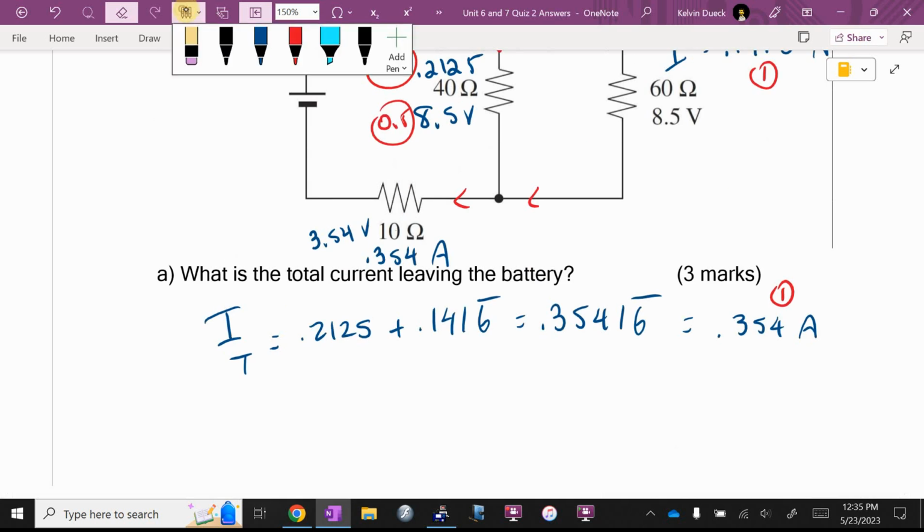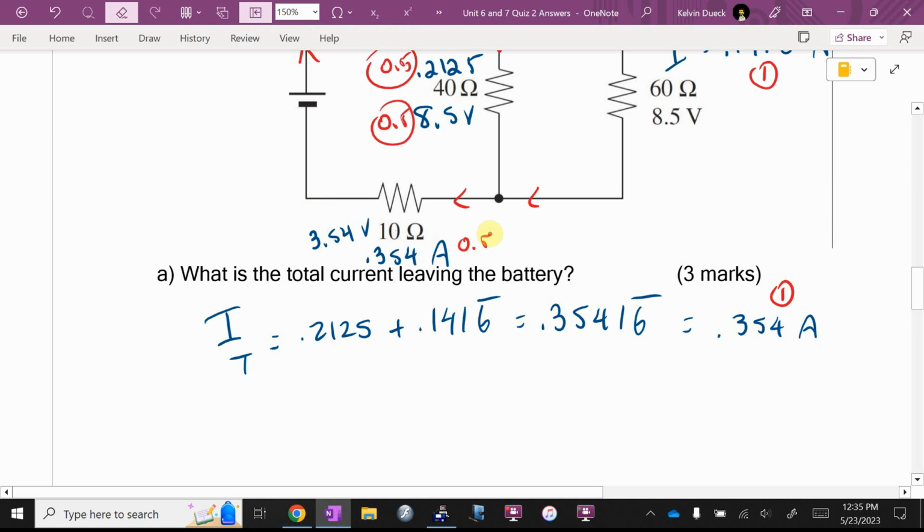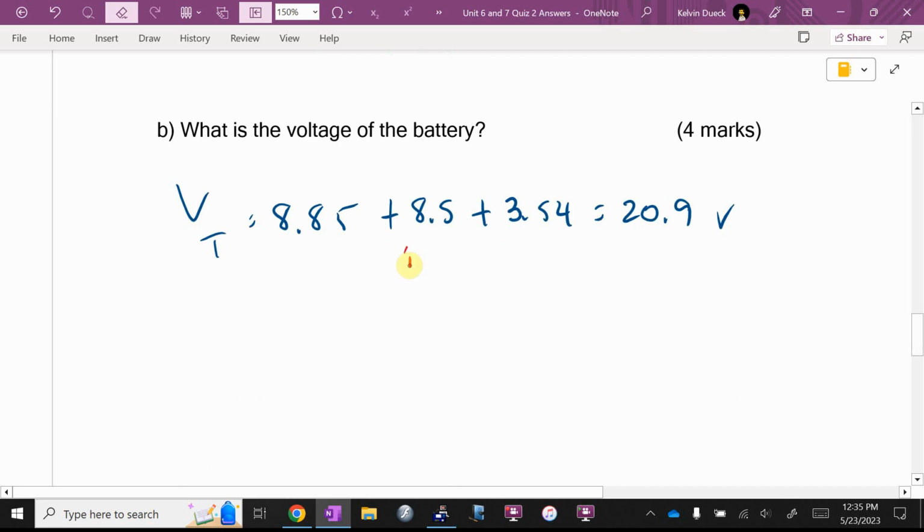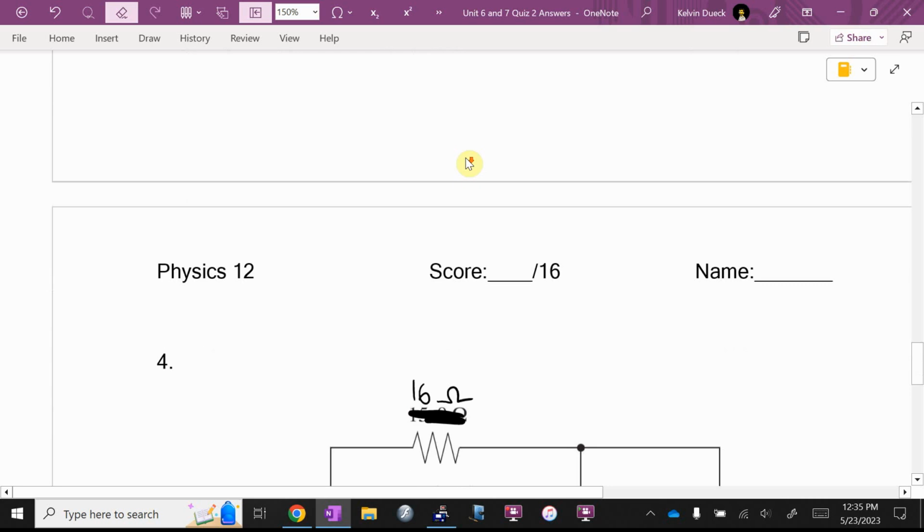Otherwise, I would give you a half mark if I saw that you had written the amperage there, and a half mark for finding that voltage. 1 mark if I saw that you'd realized I could ski and just add up the voltages, and then 1 mark for the answer. So I didn't need to rewrite that one using my parallel and series. I was able to just solve it.